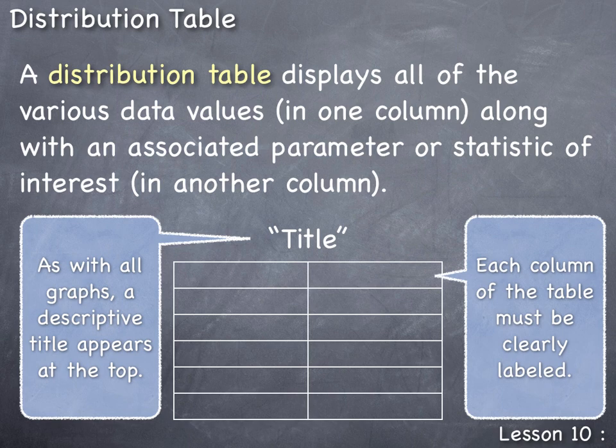The first column of the table displays the data, so the data must be clearly labeled, followed by an organized, clearly displayed list of all the data values. An additional column is labeled as the statistic of interest. If more than one statistic is required for the problem, then additional columns can be added to the table.